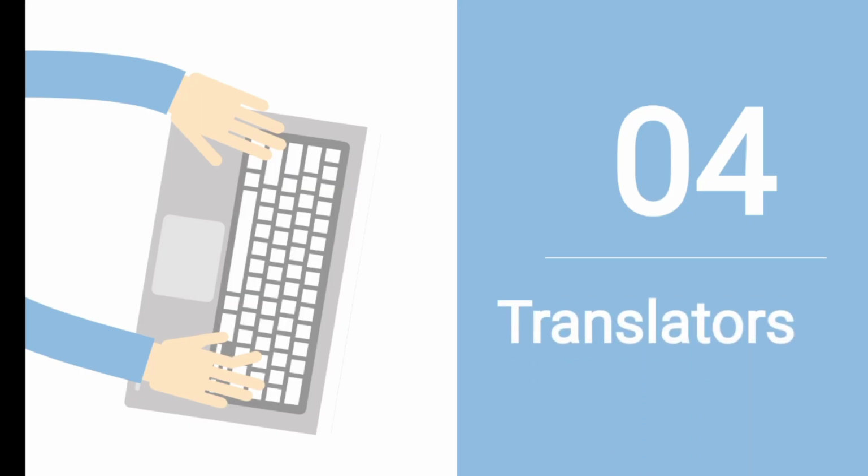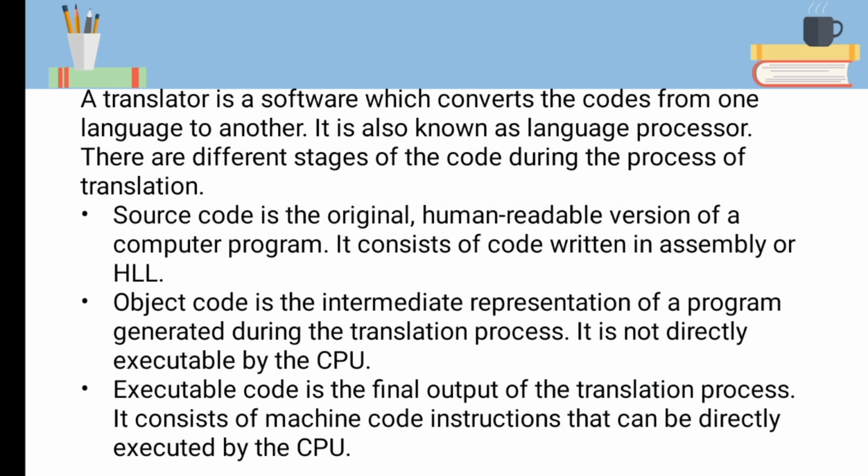Now let's learn about translator. A computer can only understand machine language, which is made up of strings of zeros and ones. Hence, all the programs written in assembly language and high level language must be converted into machine language. So a translator program is used. A translator is software which converts the code from one language to another. It is also known as a language processor.